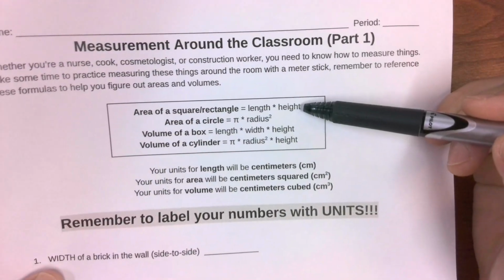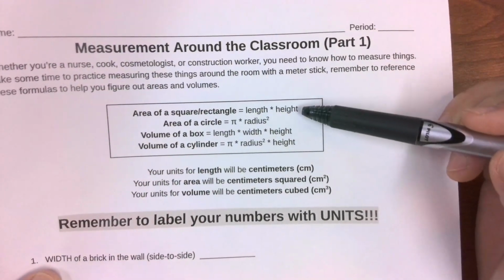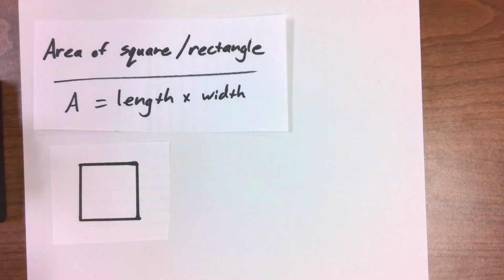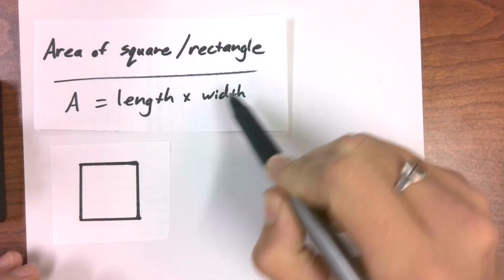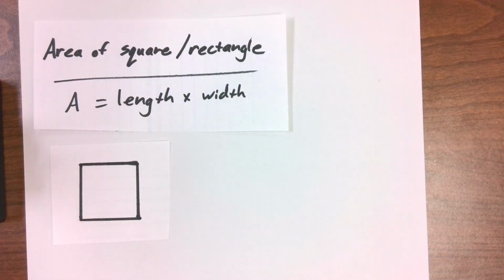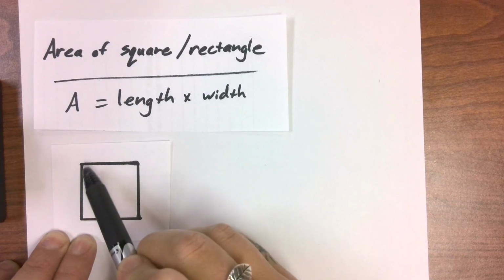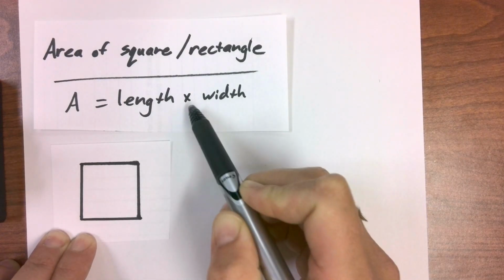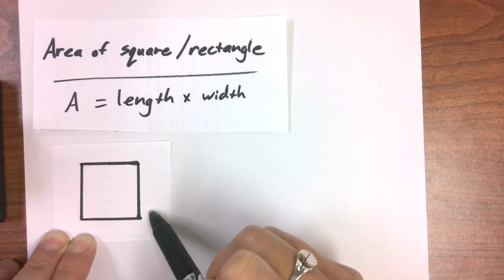Now, I have it a little bit different. I have it length times height. It's really the same thing. Length times height. I really should have written length times width, but it's basically the same thing. If you have a two-dimensional square like this, you measure across, and then you measure up and down, and you multiply those numbers together, and that will give you your area.